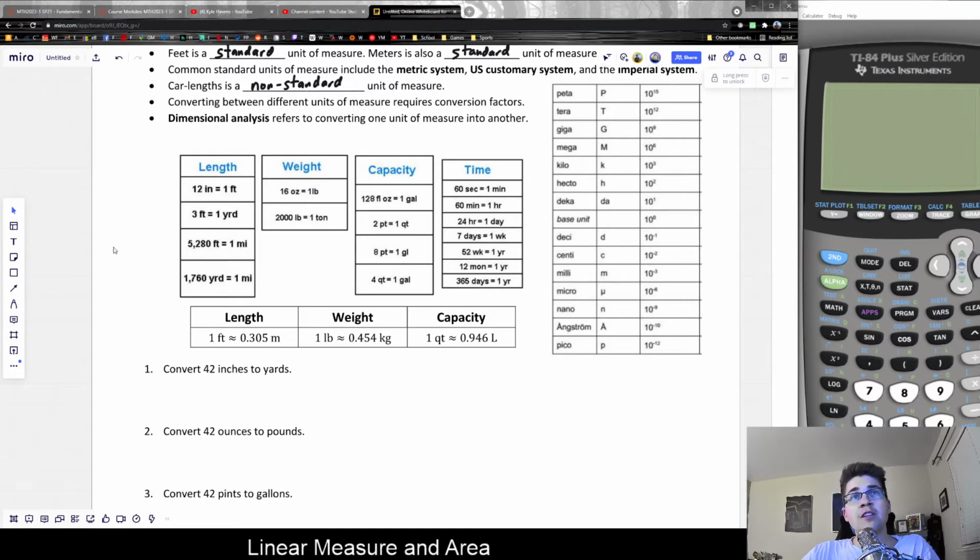Like what we call linear measures, the measurement of distance, like how far something is from something else: inches, feet, yards, and including miles. These would all be U.S. customary units. Whereas in the U.S. system, the most typical units we use for weight include ounces, pounds, tons.